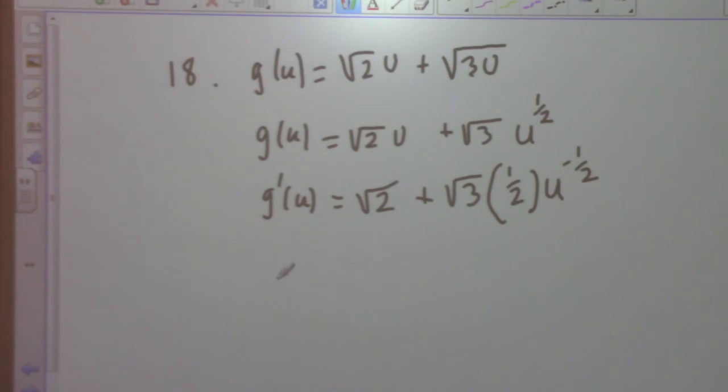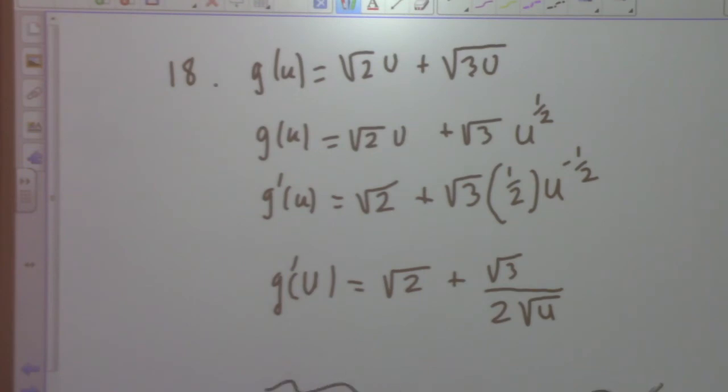And so in rewriting this, g prime of u is equal to square root of 2 plus square root of 3 over 2 square root of u. So that's what that one's going to look like, if I'm not mistaken. I think that's right. I like it. That looks good. All right, Gavin, that was a good question. And that was a good catch, Aaron. Good job on catching that u not under the radical.